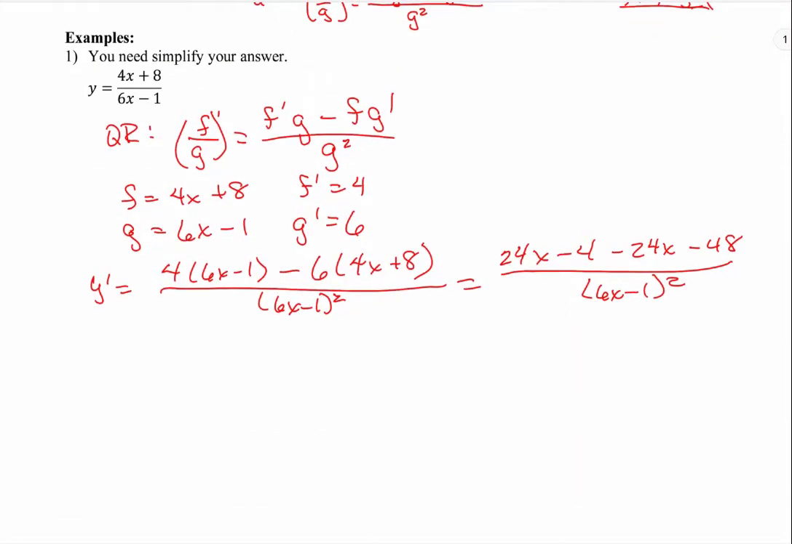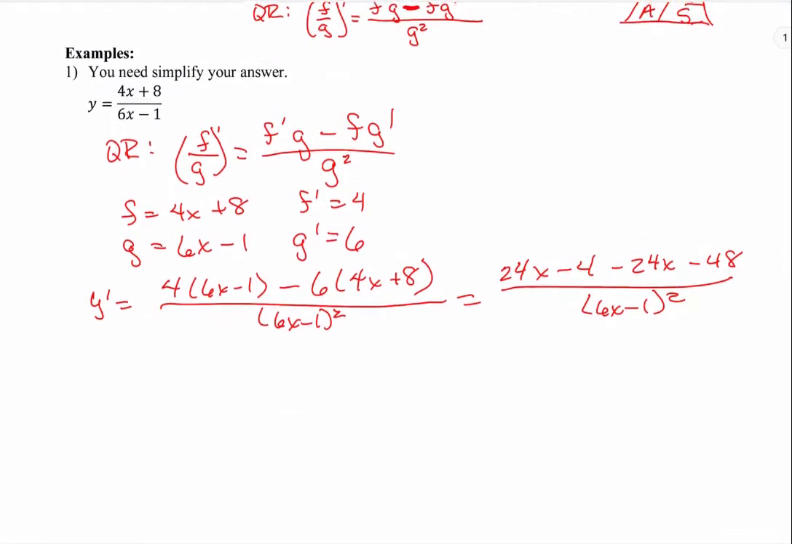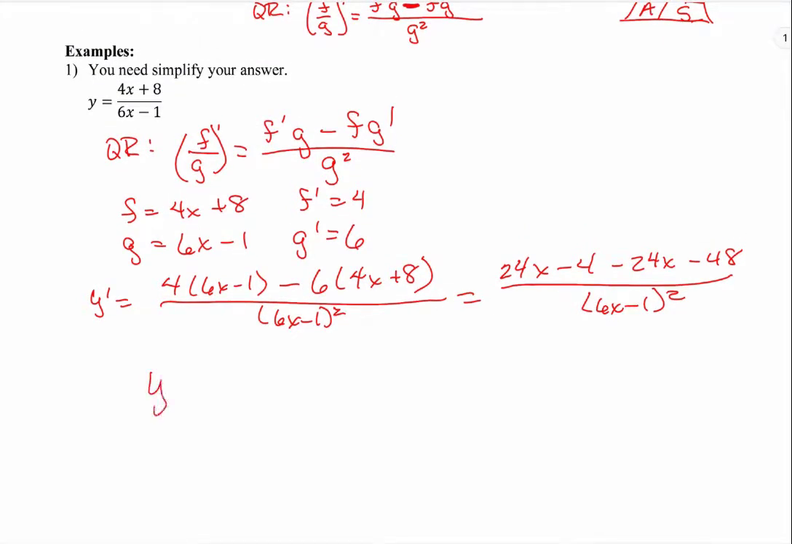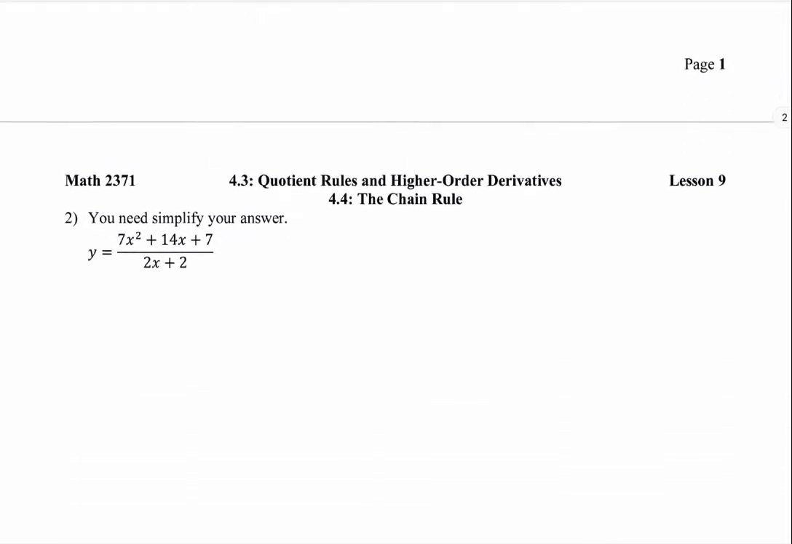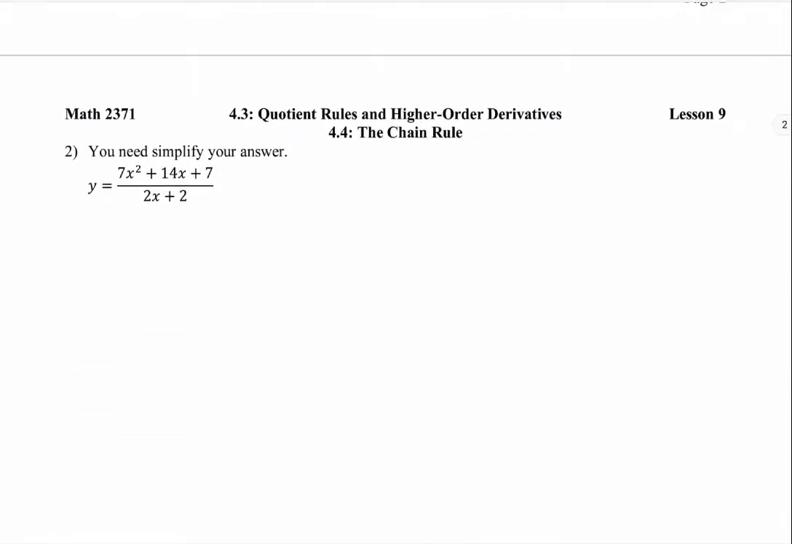So when I simplify this again, I get that y prime equals negative 52 over 6x minus 1 squared. And we're done. That's all there is to simplifying that thing. Okay, for number 2, I get something a little more complicated.